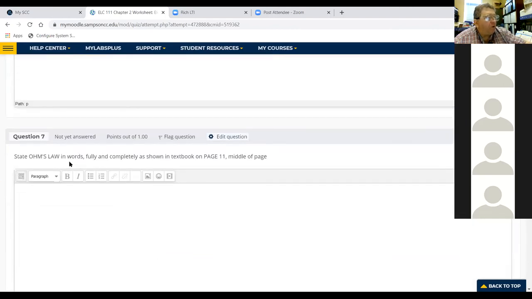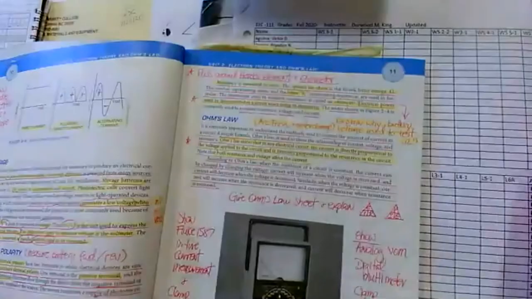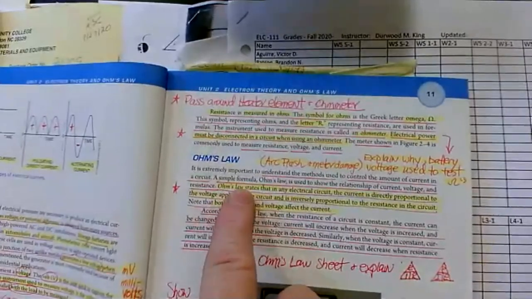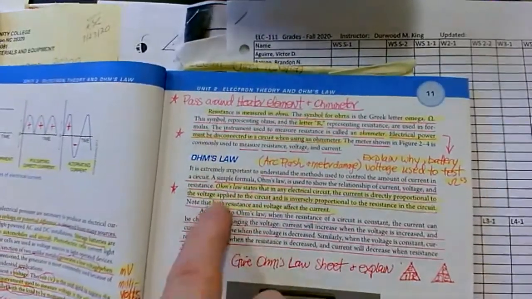Now, you get down to here. State Ohm's law in words, fully and completely. Now, Ohm's law, I did not state it, and we need to state it here. When you go to page 11 in the book, it says this. This is important. Ohm's law, can you read that? Yes. Ohm's law states this.